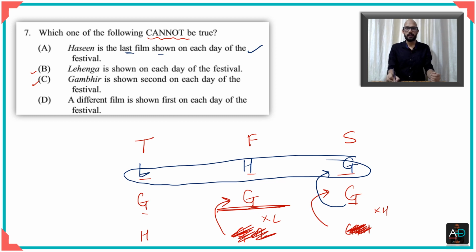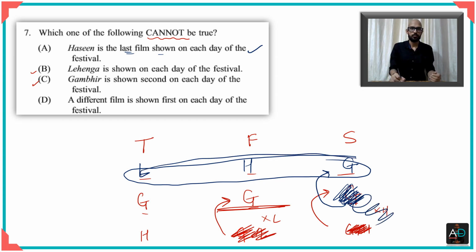in the beginning. Now if Gambhir goes to the beginning, it means it's the last show. Alright, no problem. If it is the last show, no problem. We've still got all our 3 movies, which means that the conditions that are required have been satisfied. So even this is possible. Therefore, A is very clearly the answer. Let's move to our next question.